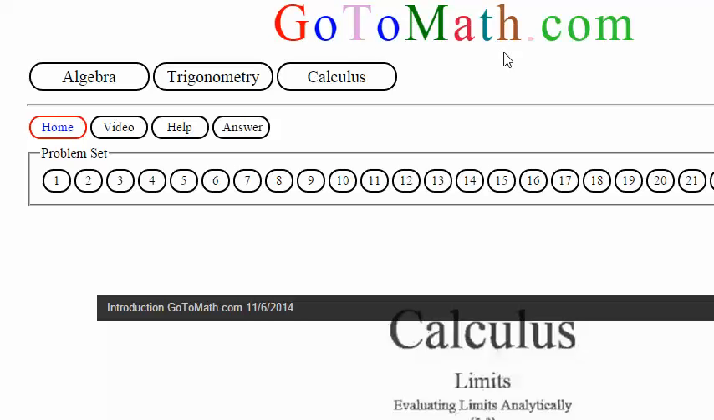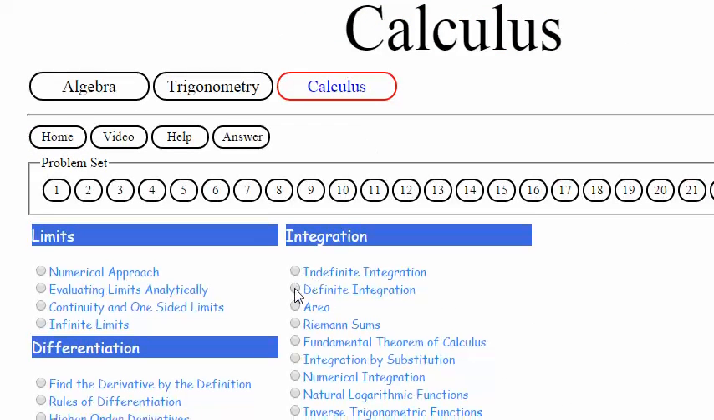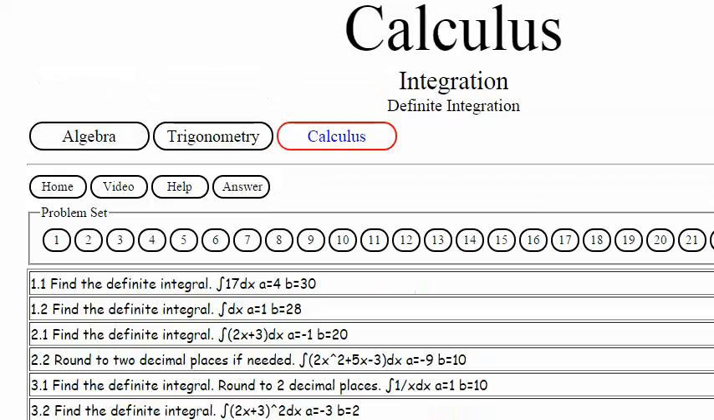We're at go2math.com, working some calculus. Let's go down to definite integration.